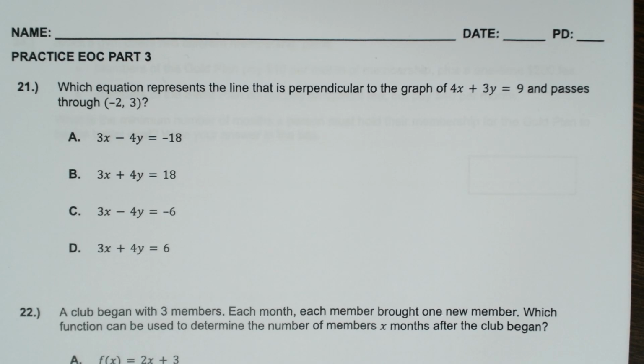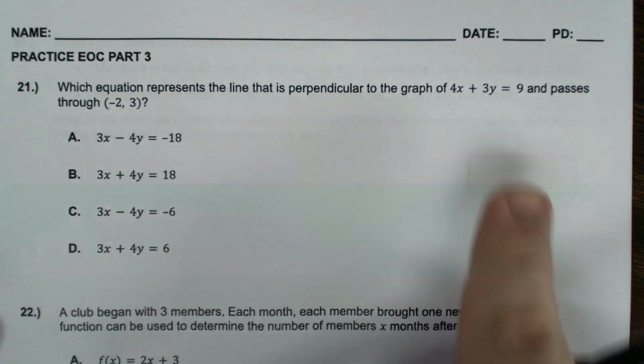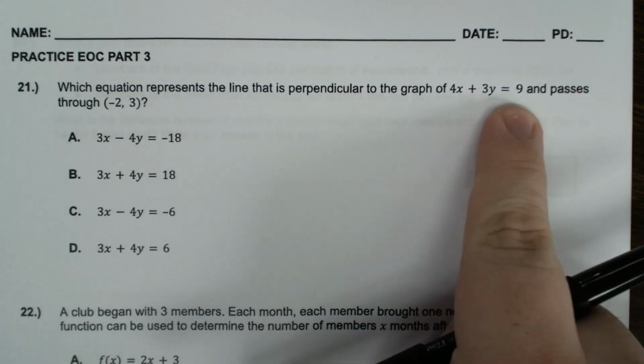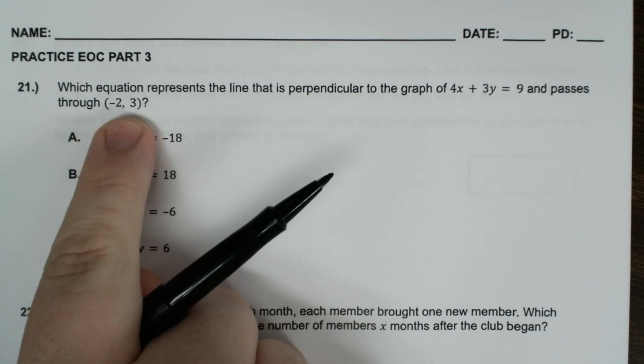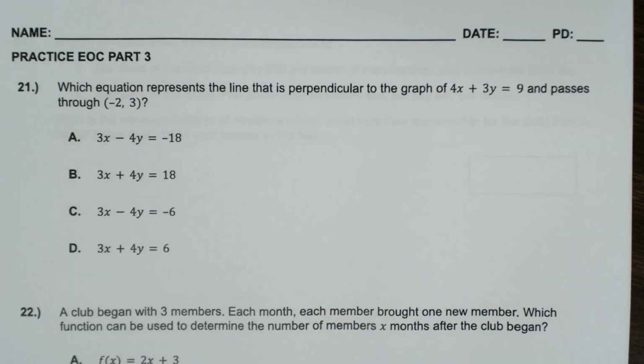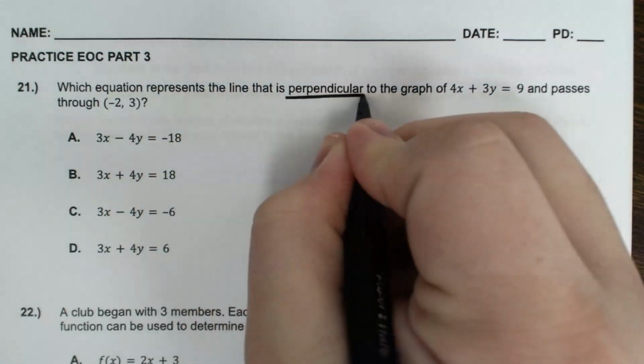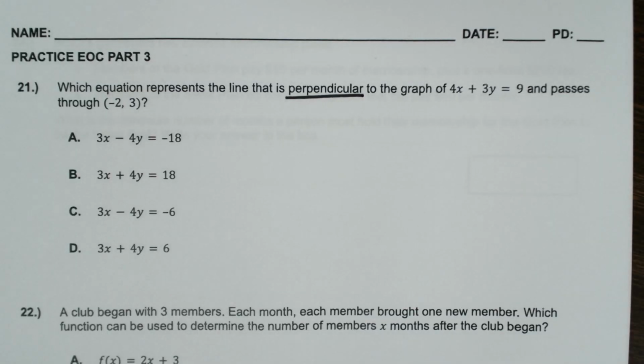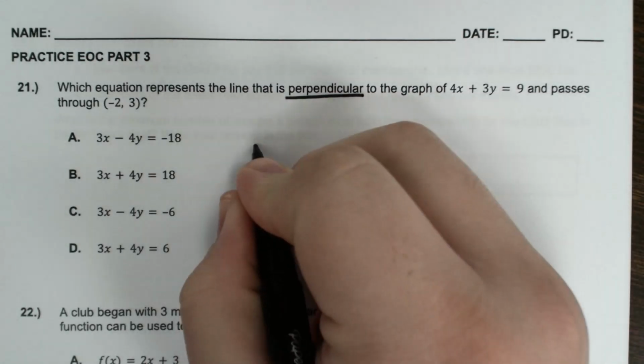Okay, so this first one, which equation represents the line that is perpendicular to the graph of 4x plus 3y equals 9 and passes through negative 2, 3? First off, what do perpendicular lines look like? They intersect at a 90-degree angle.